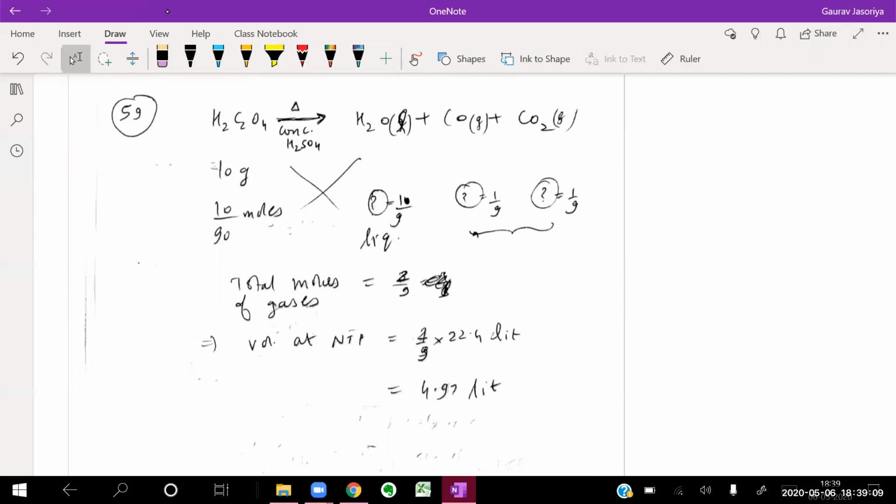Then 59th question, straightforward reaction, I had mentioned it. The role of H2SO4 here is like an agent that facilitates this reaction. It really does not participate in the reaction. It results in dehydrating of H2C2O4, removing H2O.